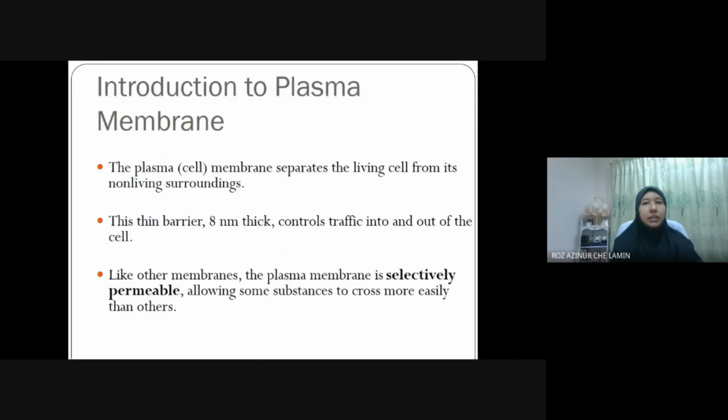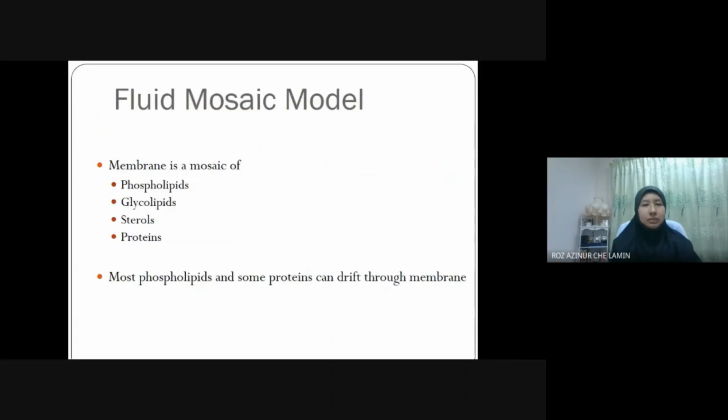For the introduction to the plasma membrane, the plasma cell membrane separates the living cell from its non-living surroundings. This is a thin barrier about 8 nanometers thick, which can control the traffic in and out of the cells. Like other membranes, the plasma membrane is selectively permeable, allowing some substances to cross more easily than others.